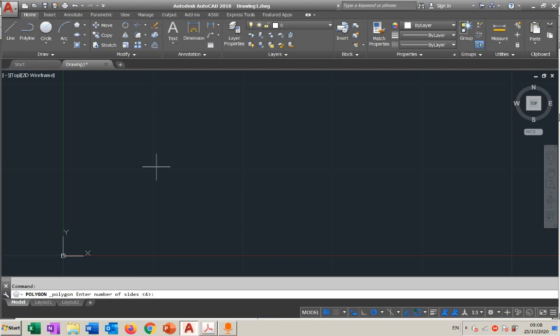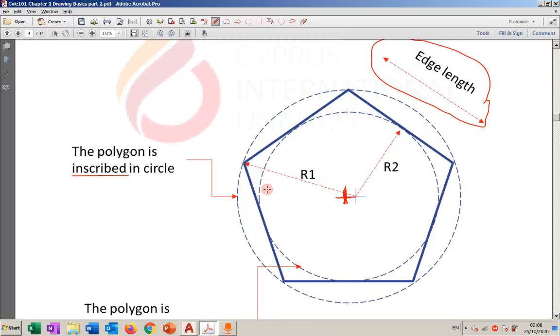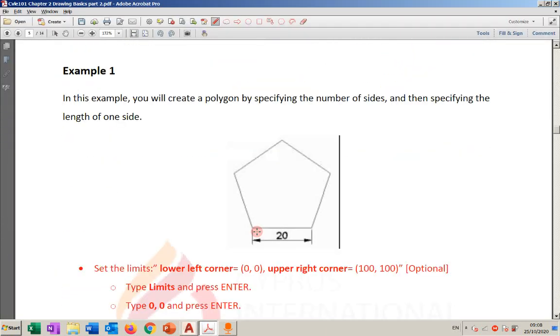Now in the next video we're going to draw some examples, starting with examples 1, 2, 3 for polygon, to see how we deal with those methods.